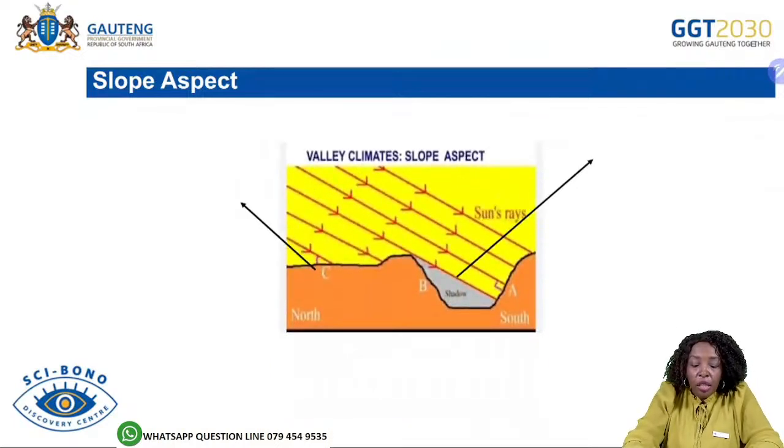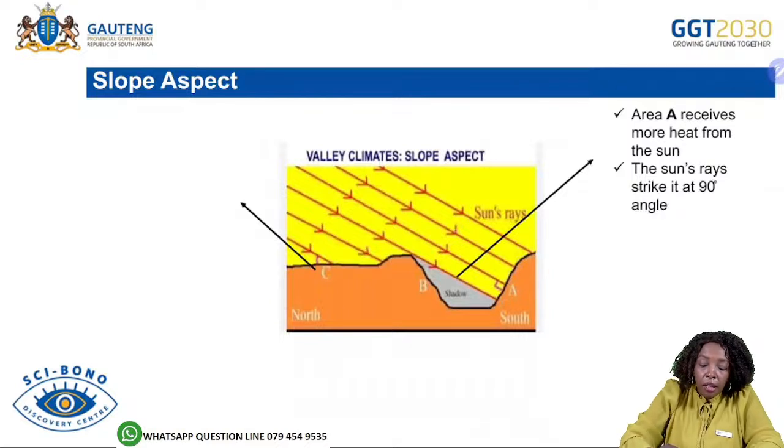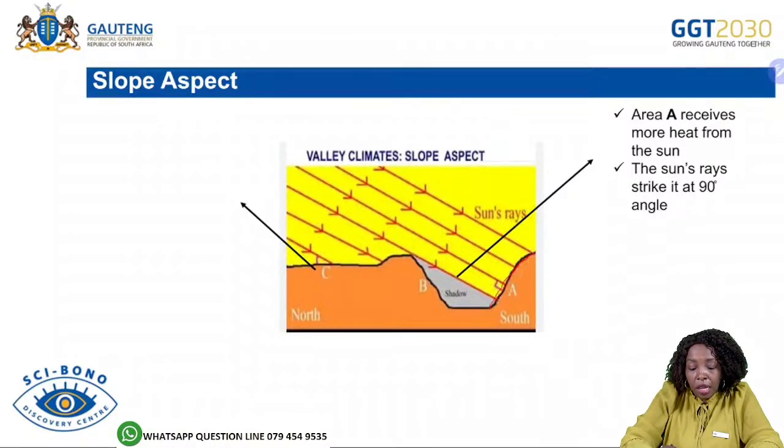Okay, so here you've got a diagram that is showing you a particular valley, where we are illustrating the direction in which the sun's rays would hit these slopes differently. So you can observe there's this slope that has got intense sun's rays, and we've got this particular slope that would have limited sun's rays.